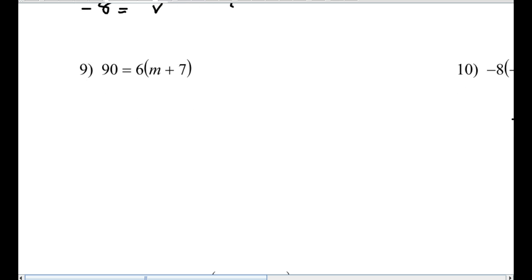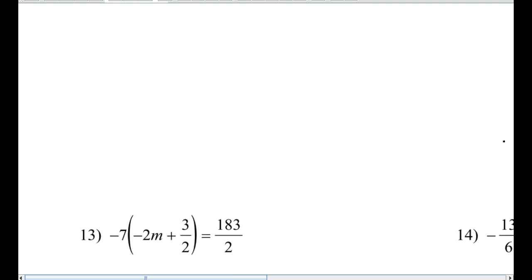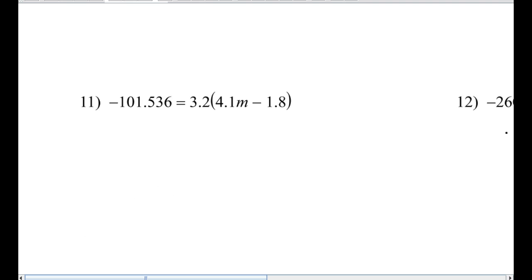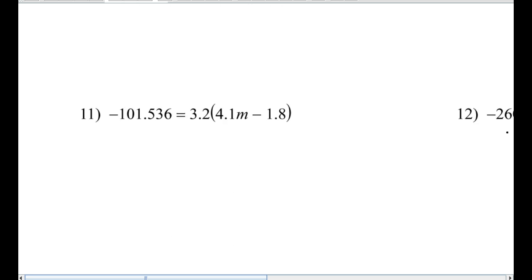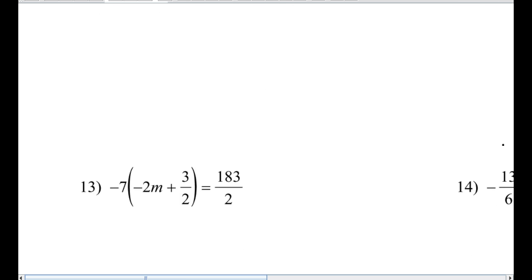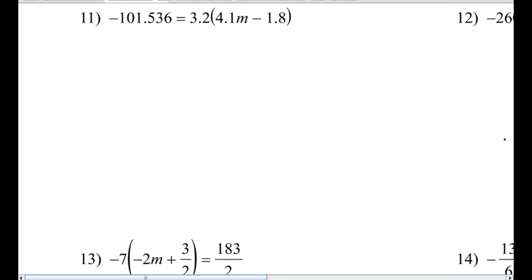All right. Would you like to do any of these here? 14. Any of these in the left-hand column? 13. All right. Here we go.